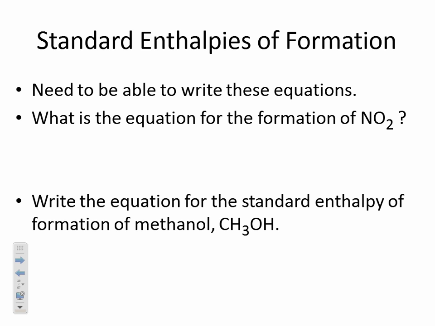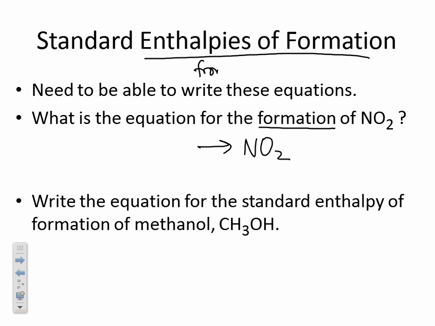So for example, what is the equation for the formation of NO2? Well, we want to form NO2. That means that NO2 is going to be a product. Now, standard enthalpies of formation, we're making a compound from its elements in their standard states. So the elements that are in NO2 are obviously nitrogen and oxygen. The standard state of nitrogen is N2 gas. So you can't just say N. That is not the standard state of nitrogen. Nitrogen is a diatomic, so the standard state is N2.